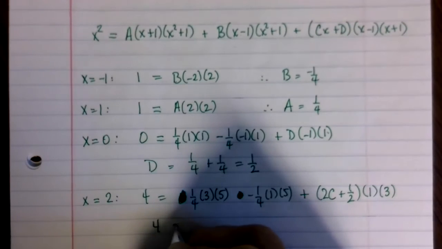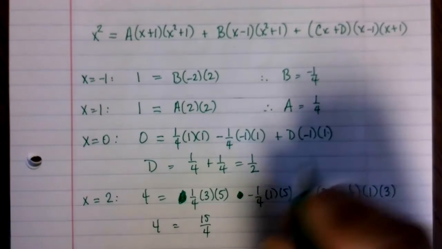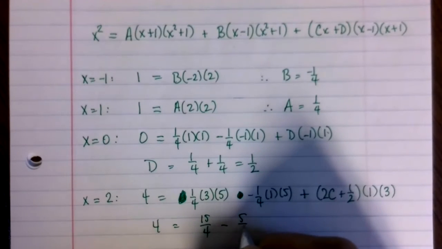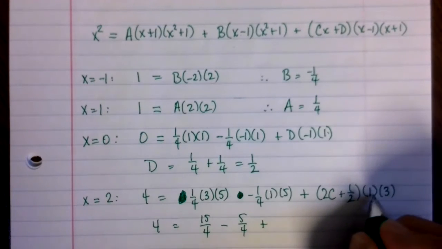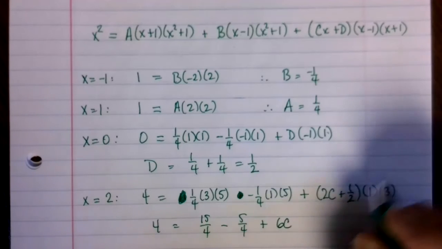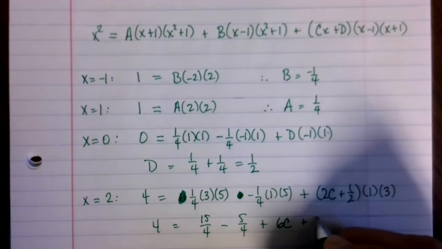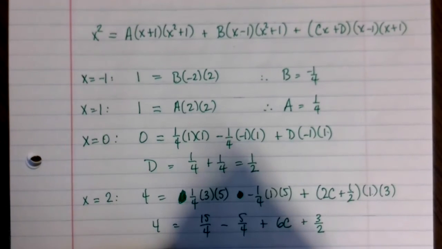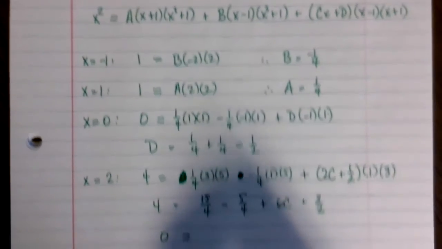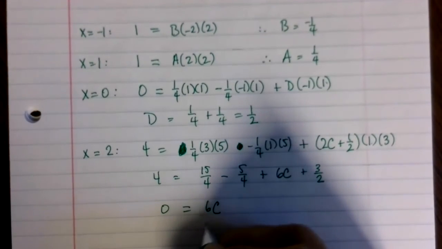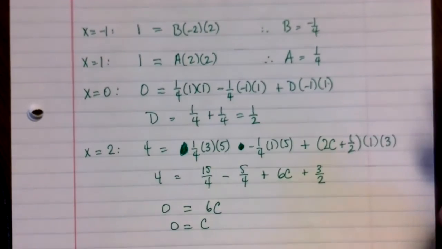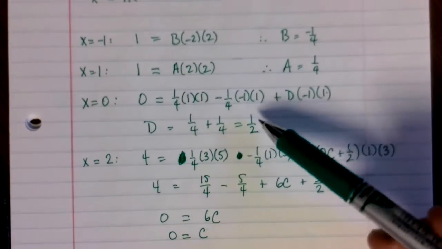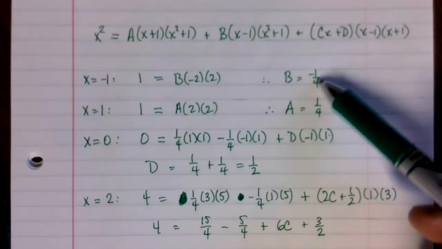Okay, so I get 4 is equal to 15/4 minus 5/4 plus 3 times 2 makes 6C, then plus 3/2. All right, so here I have 10/4, which is 5/2, plus 3/2 makes 4. So that cancels. I get 0 is equal to 6C, so that C is equal to 0. So there are my answers. C equals 0, D is 1/2, A is 1/4, B is -1/4.